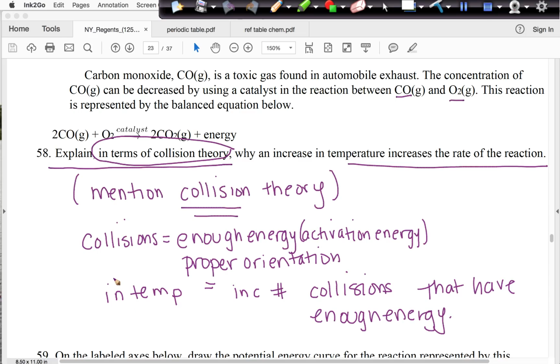It increases the overall average kinetic energy of the molecules, meaning that the molecules will have more energy when they hit and more of those collisions will be effective.